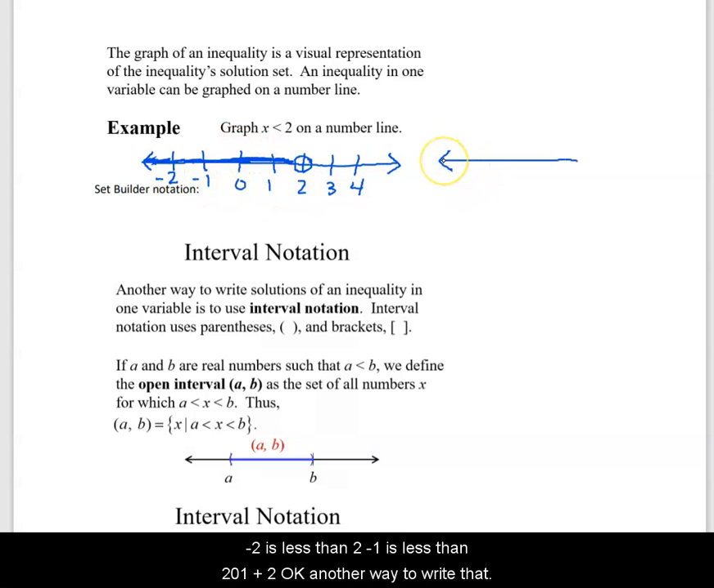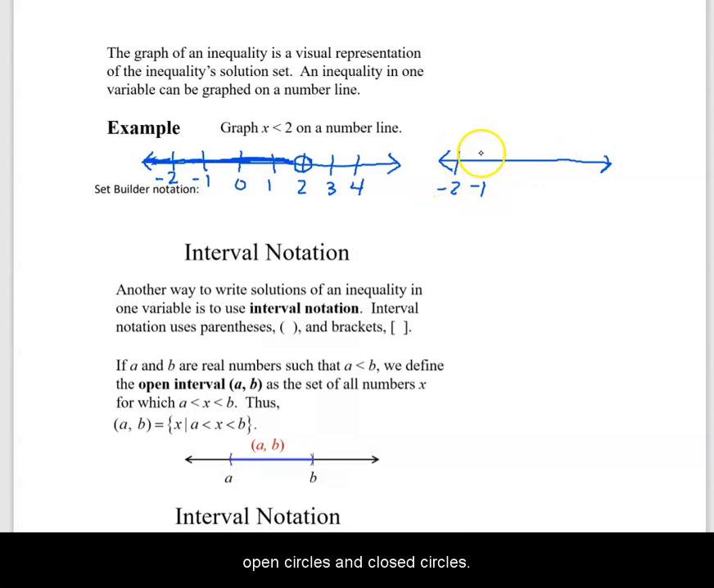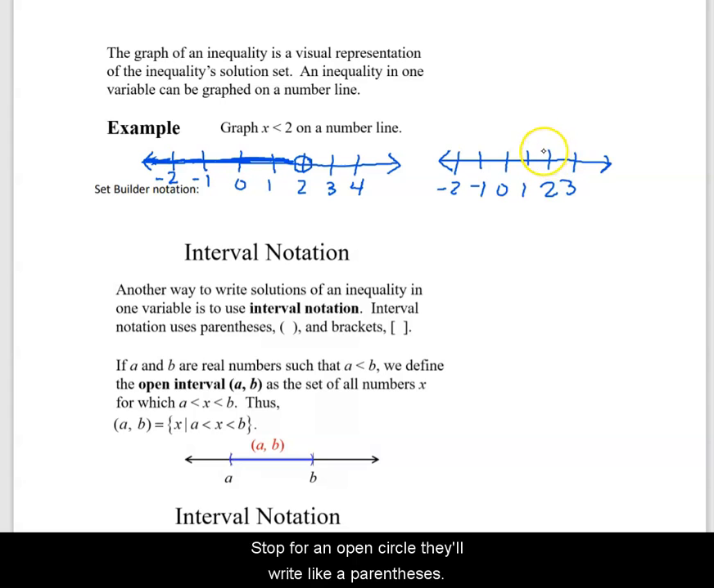Another way to write that on the number line is sometimes, instead of doing open circles and closed circles, for an open circle, they'll write a parenthesis, and they'll color it in this way. If it had the equal to part in there, they would do a bracket instead. And we'll go over some examples of both of those in just a minute.